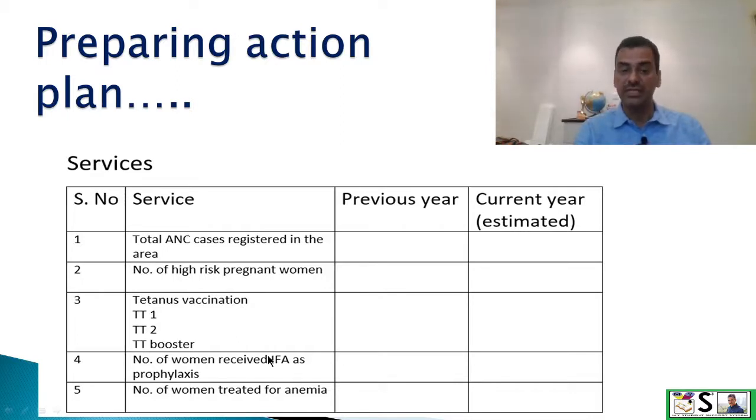Then the total number of women who received iron folic acid as prophylaxis, and the number of women treated for anemia, for the previous year and the estimated year. As you know, normally we give 100 IFA tablets for prophylaxis, and if the woman has anemia, then we provide 200 tablets for the mother. Those mothers' numbers will be written here for the previous year and current estimate.